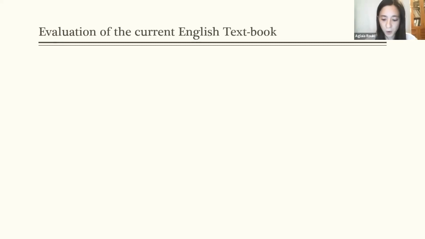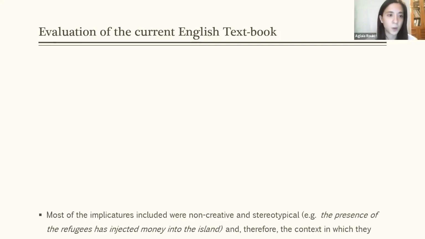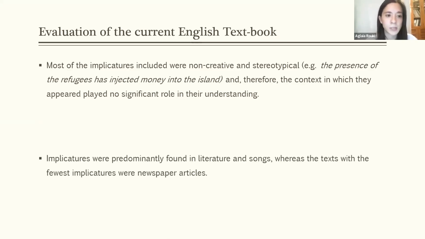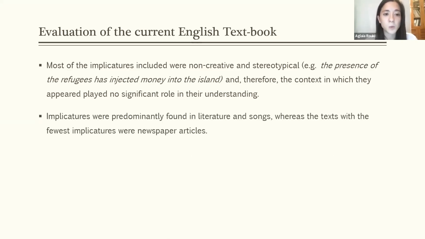So as mentioned before, the first stage aimed to provide an overview of the English course book taught in the first grade of high school with reference to implicature retrieval, and the main conclusions were the following. First of all, most of the implicatures included were non-creative and rather stereotypical, and therefore the context in which they appeared played no significant role in their understanding. Moreover, the implicatures were predominantly found in literature and songs, whereas the texts with the fewest implicatures were newspaper articles.